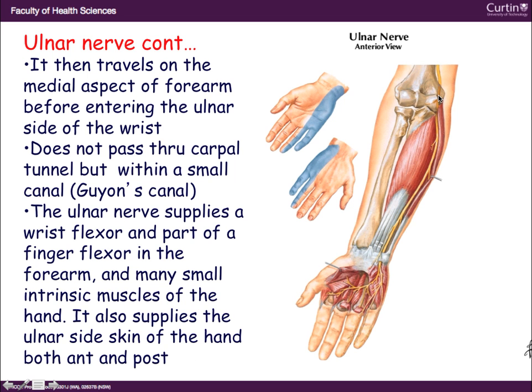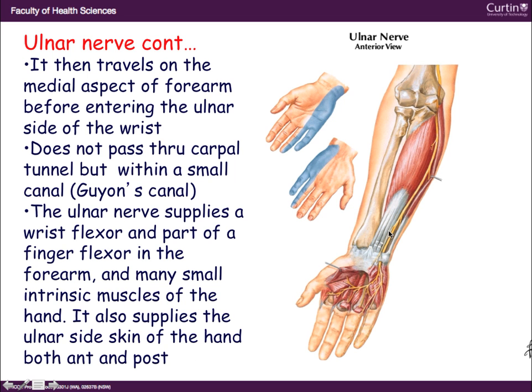It's called the cubital tunnel, and as it goes through the cubital tunnel, it will emerge into the ulnar side of the antebrachium. And then it travels on the medial aspect of the forearm. It supplies some of the flexor digitorum profundus, and it also supplies the flexor carpi ulnaris here. But most of the action is in the hand.